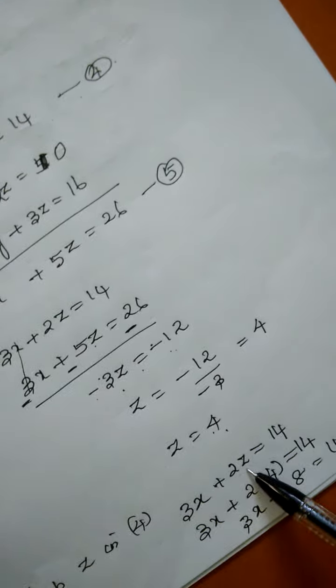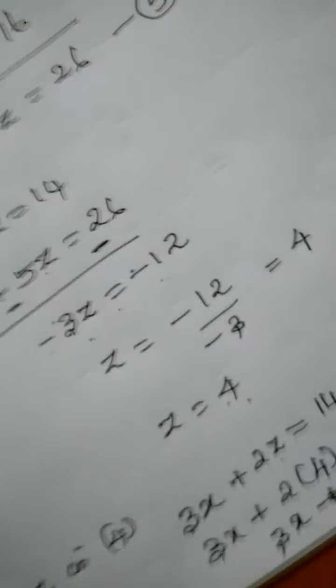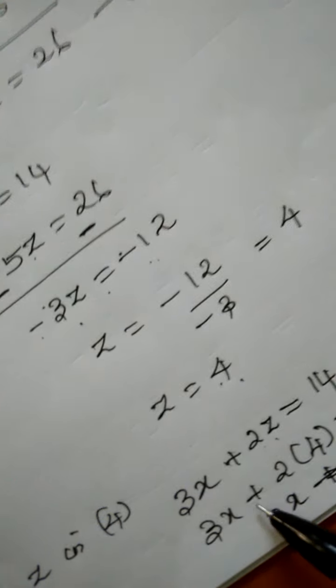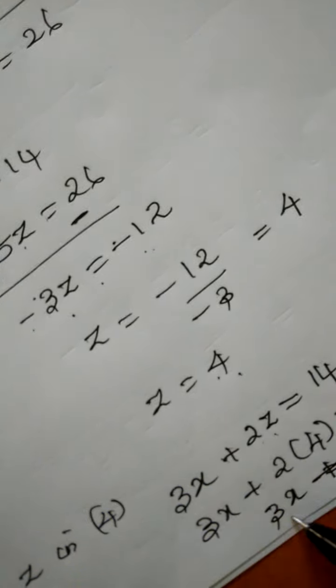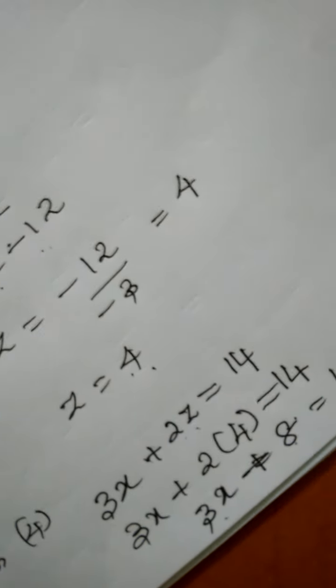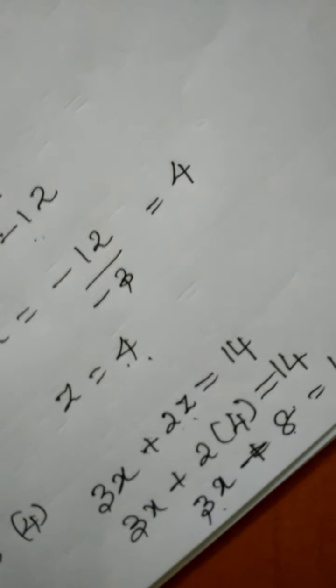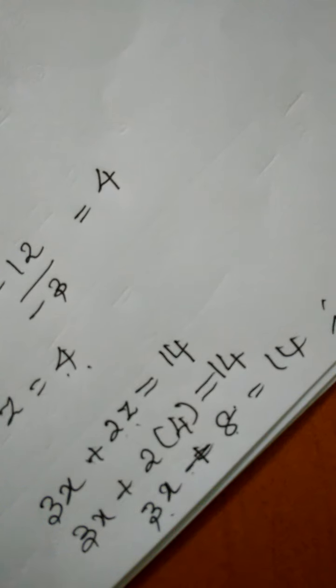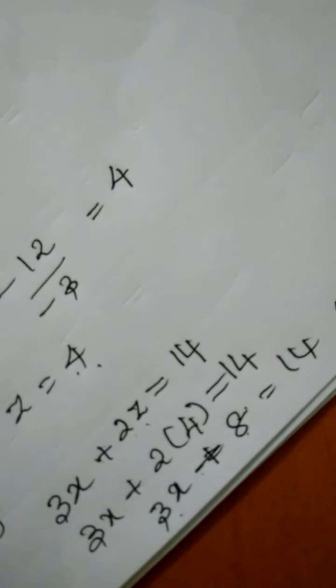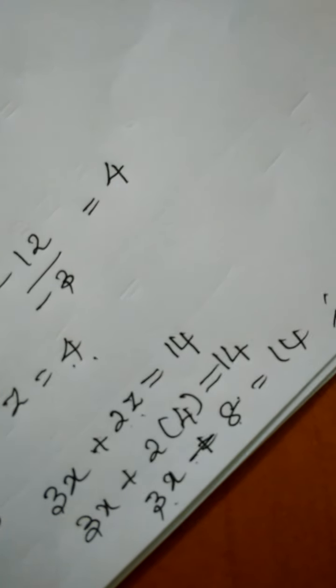3x plus 2z equal to 14, isn't it? 3x plus 2, instead of z we have to substitute 4, equal to 14. 4 2s are 8. 3x plus 8 equal to 14, isn't it? 3x alone, keep it on the left hand side. 14 minus 8, plus 8 comes here as minus 8. So x equal to 14 minus 8, 6. Then 3 comes here, 6 by 3 equal to 2. So now one more value you got, isn't it?